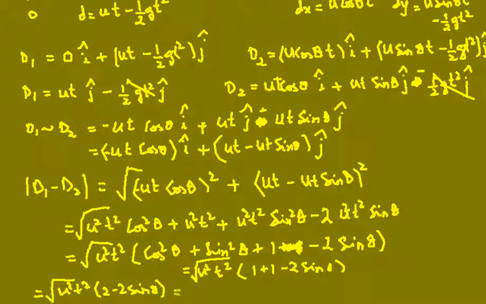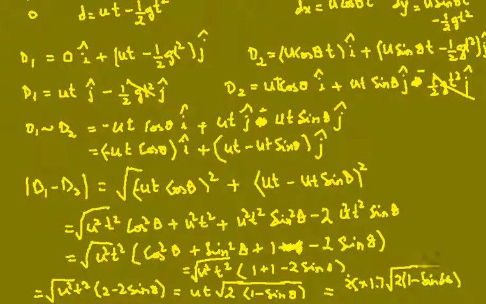So that would be equal to ut, if I can take this ut out, into square root of 2 into 1 minus sin theta. Substituting all the values, u equal to 25, t equal to 1.7, and the square root of 2 into 1 minus sin 60, you just solve this arithmetically and you will get a value of approximately 21.67.